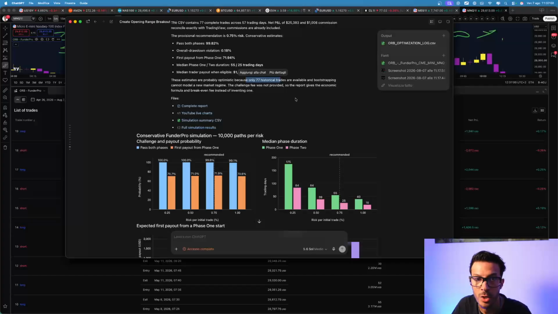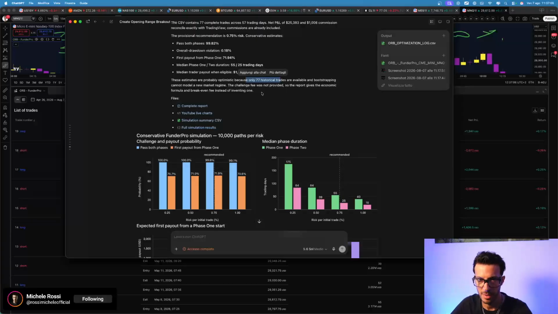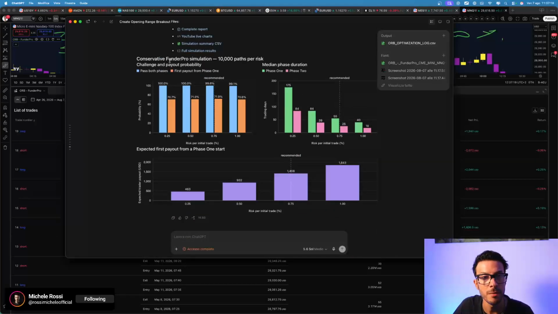These estimates are probably optimistic because only 77 historical trades are available and bootstrapping cannot model a new market regime. We said this from the beginning. This is just to understand the process. The challenge fees were not provided, so I forgot to give the challenge fees. So the report gives the economic formula and break-even fee instead of inventing one. Conservative Founder Pro simulation, 10,000 paths per risk, challenge and payout probability.